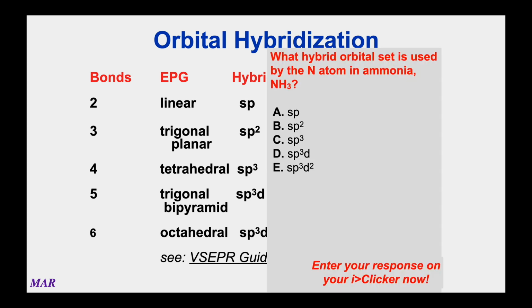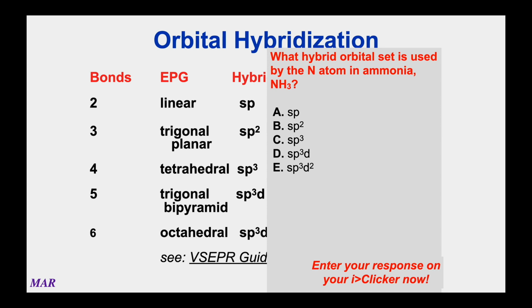Here's a question. What hybrid orbital set is used by the nitrogen atom in ammonia, NH3? Okay, so this is the kind of question that you might see. And what you should do on a problem like that is first draw the Lewis structure. And from the Lewis structure, you can find the electron pair geometry. And from the electron pair geometry, you can find the type of hybridization to use.